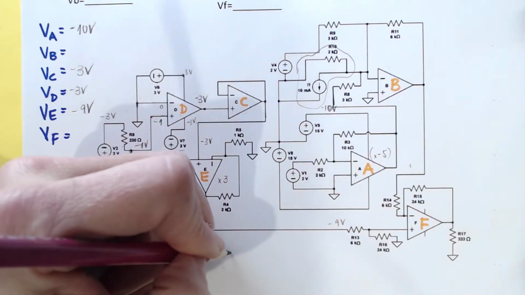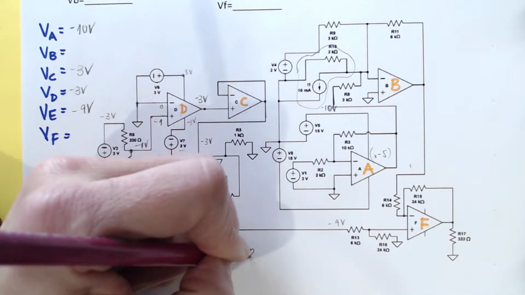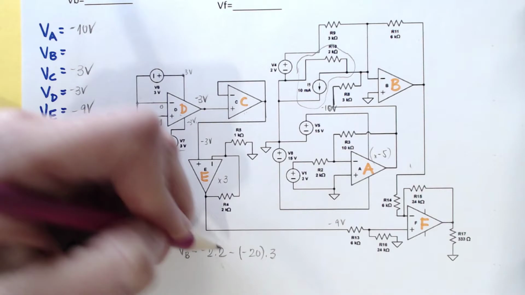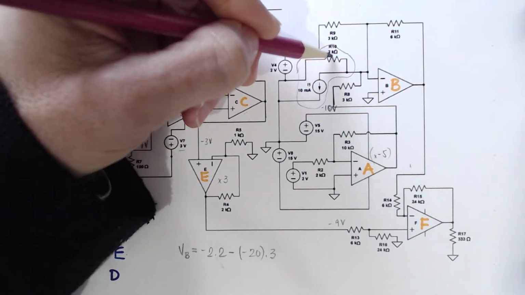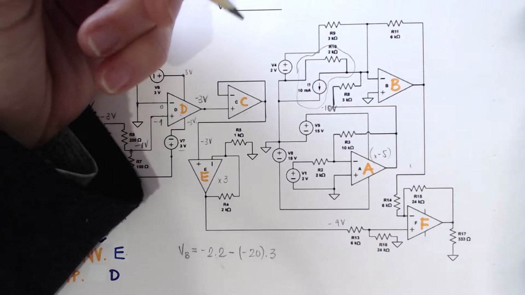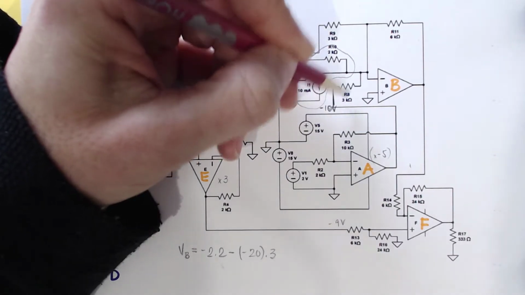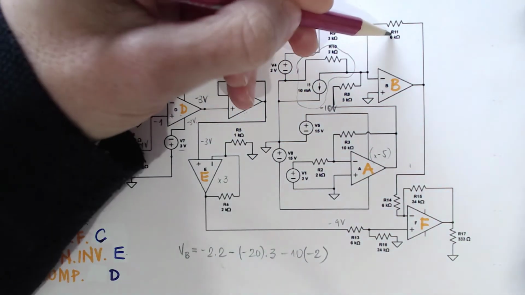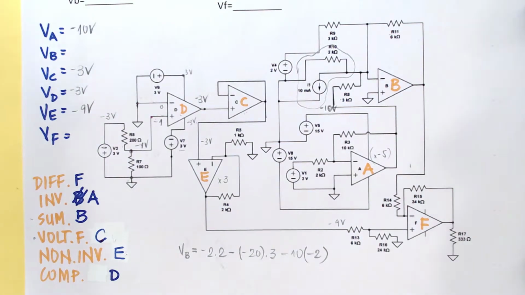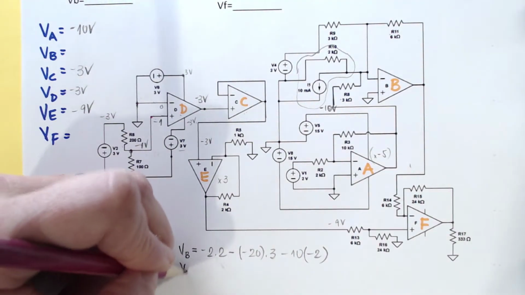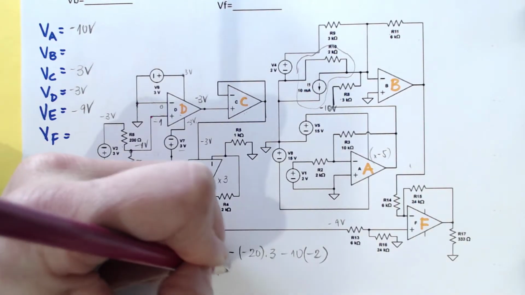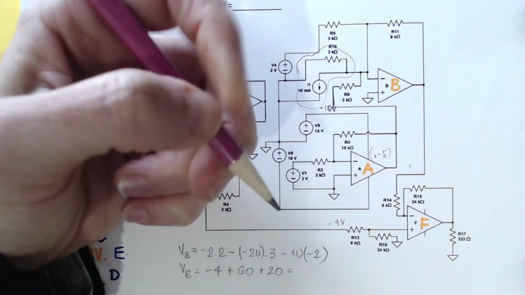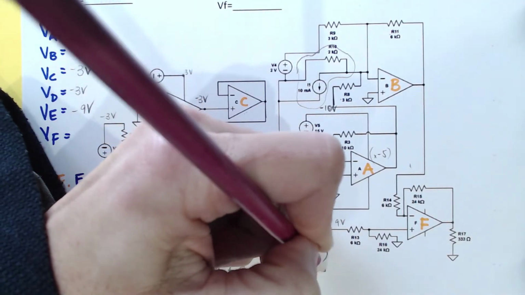So it's minus 20 times, oops, times minus 3. So it's minus 20 times 6 over 2, which is minus 3. And this is minus 10 times minus 2, because 6 over 3 is 2. So there's 3 inputs on VB. So I'm going to write finally VB is minus 4 plus 60 plus 20, which is minus 76 volts.